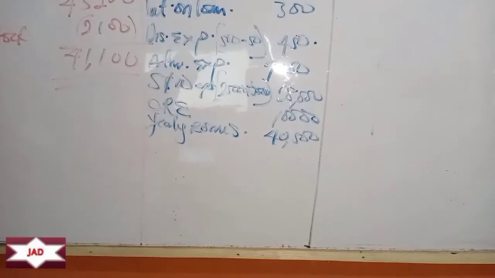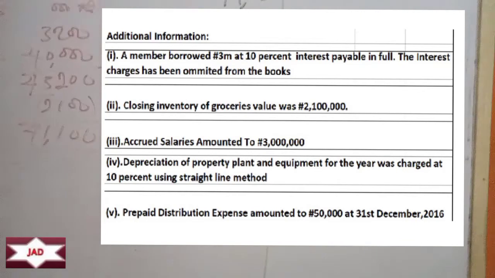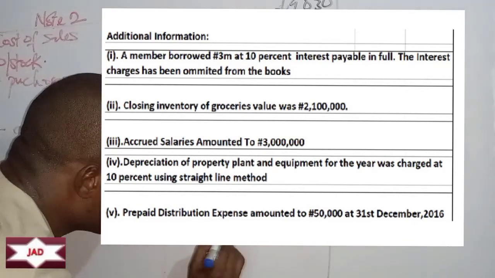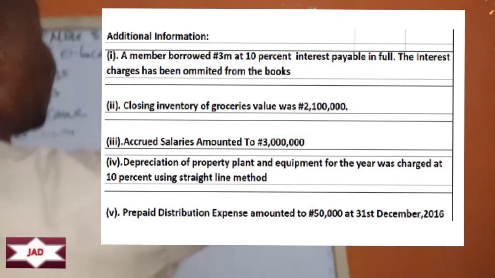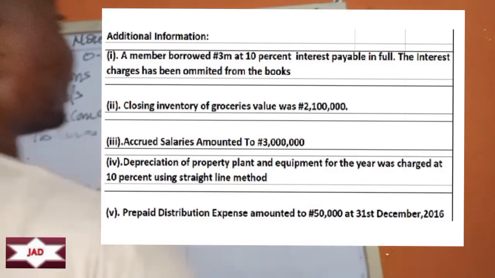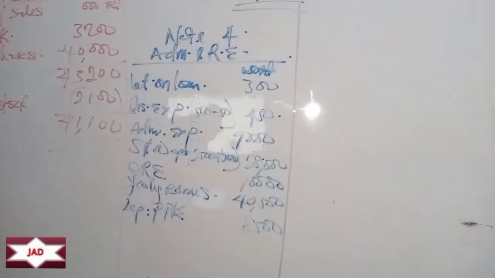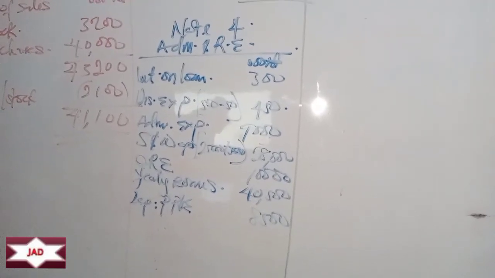So what have we not taken now? Depreciation on plant and machinery. Property, plant and equipment is 85 million. And they say we should depreciate that using the straight line method at 10%. So depreciation on property, plant and equipment will be 10 over 100 times 85,000. So this cancels this cancels this. What do you have? 8,500.